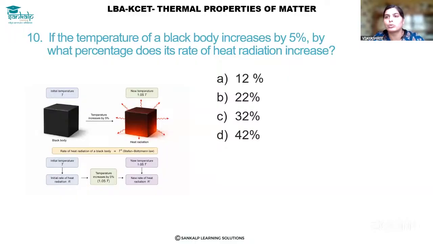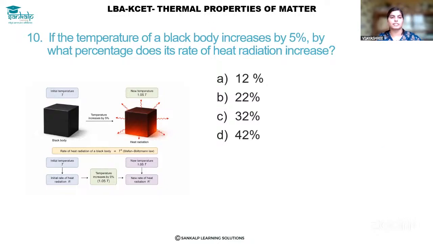So here we have to apply Stefan-Boltzmann's law. So what is Stefan-Boltzmann's law? Radiation energy emitted per unit area is directly proportional to the fourth power of absolute temperature. This is the simple meaning of Stefan-Boltzmann law. What are we given?